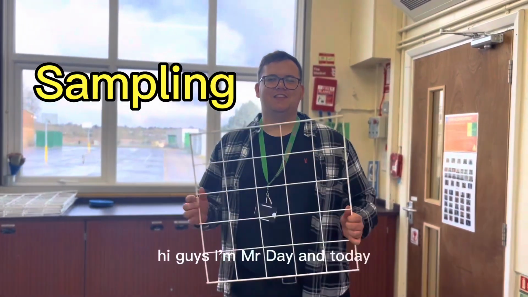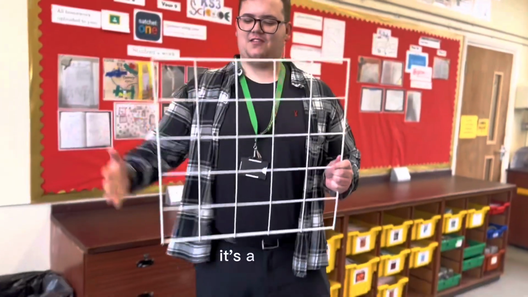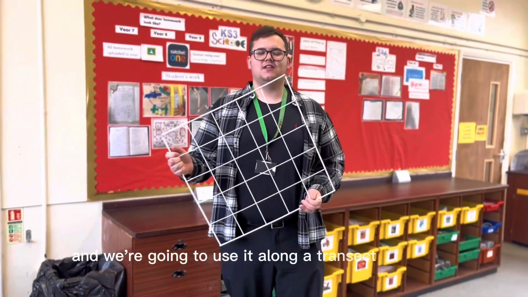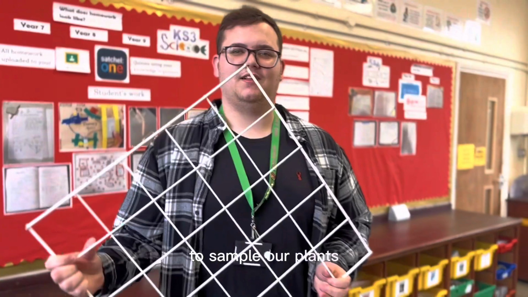Hi guys, I'm Mr. Day and today we're going to use a quadrat to sample plants. So this is a quadrat, it's a square, and we're going to use it along a transect or randomly to sample our plants.